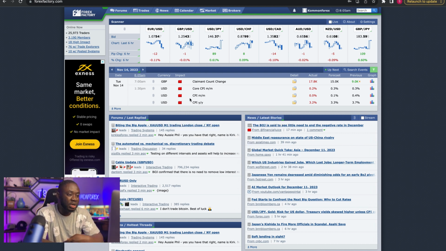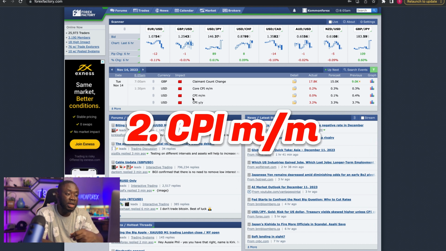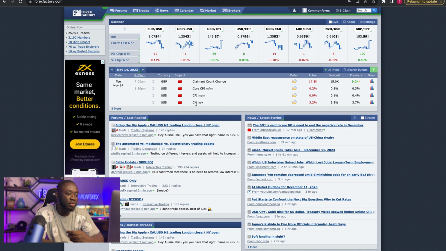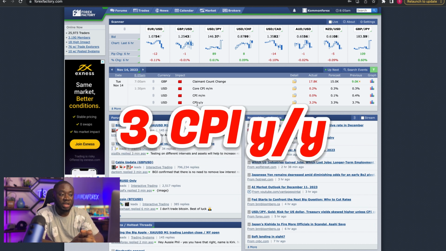And then the next one is CPI month to month. This particular CPI actually focuses on the prices of every single thing, including food and energy. And it's month to month. It means that they compare the previous month to the current month, and look at whether the rate has increased or decreased, which is what will be stated here. And then the third one, which is the year on year CPI, also measures everything, including food and energy, basically comparing November 2023 to November 2022 to tell what the rate is, whether it has increased or decreased.